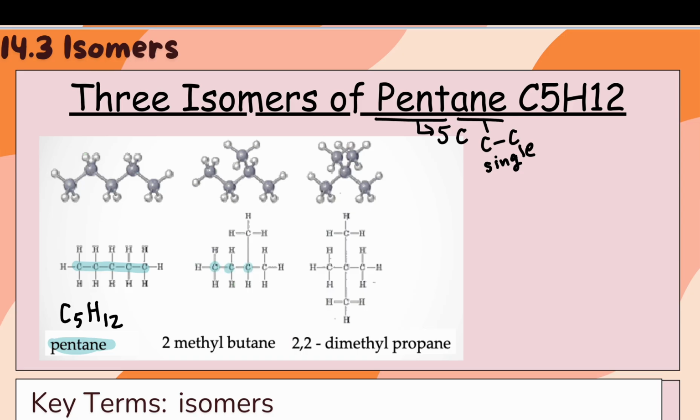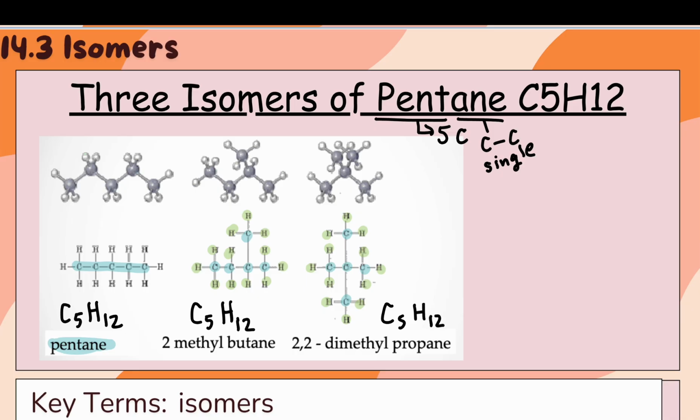So we have 1, 2, 3, 4, 5 carbons. Then we have 1, 2, 3, 4, 5, 6, 7, 8, 9, 10, 11, 12 hydrogens. So 2-methylbutane is going to have the same molecular formula as the pentane. Now let's check the 2,2-dimethylpropane. Counting the carbons, 1, 2, 3, 4, 5. Then the hydrogens, 1 through 12. Okay, so that one's exactly the same too. So it has the same molecular formula.